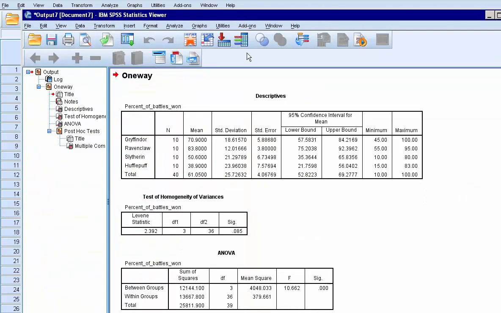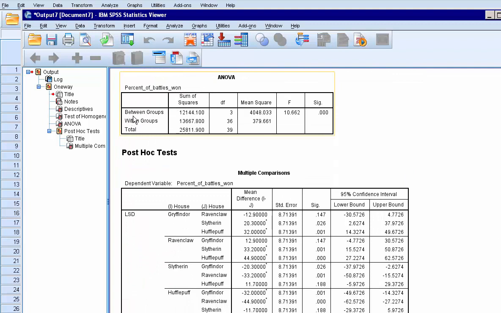and we get this. Now this is the descriptives, the box that we checked. It gives you all your information, your means, your standard deviations. This is our test of homogeneity of variances, and if this was significant, we would have an issue. However, it's not significant. This is greater than 0.05. So since it's greater than 0.05, it is not significant, and we can continue with our ANOVA.